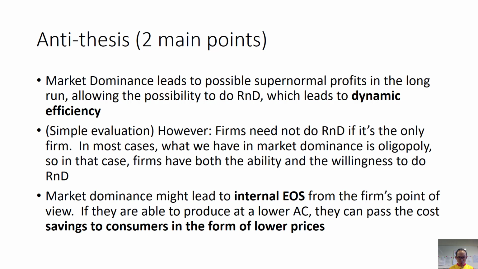However, if you feel you need another point, the second point for the antithesis is that when one firm dominates the market, it tends to be large. And when it's large, it can achieve internal EOS. Now, do not just stop there. You have to explain how society benefits when the dominant firm achieves internal EOS. This is where you can argue that with internal EOS, they are able to produce at a lower average cost. Hence, they can pass the cost savings to the consumers in the form of lower prices, hence benefiting society. So if these two antithesis points are true, that means the government shouldn't intervene in the market.